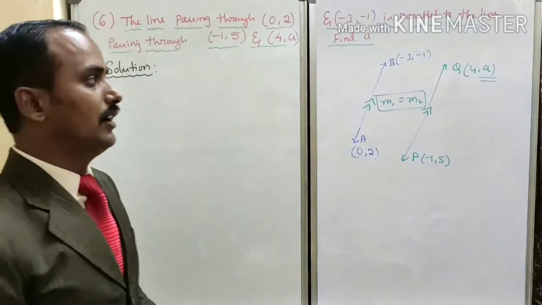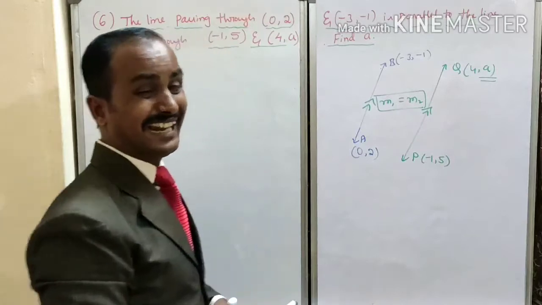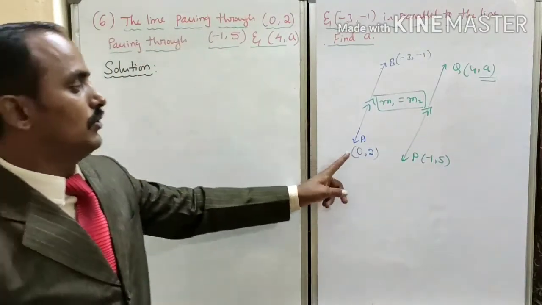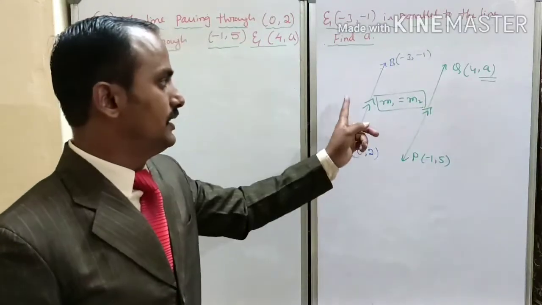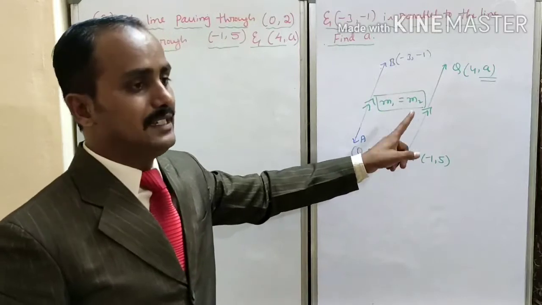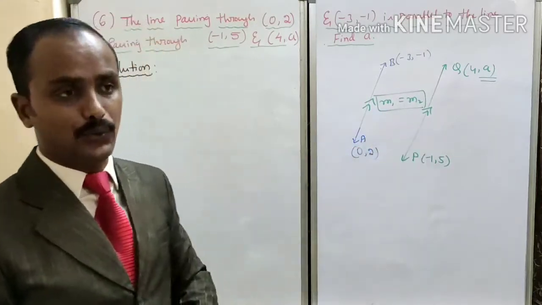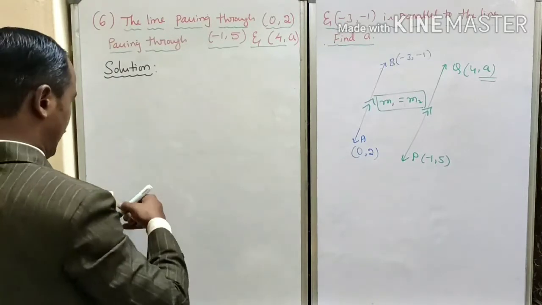A is one of the y coordinates of the second line. Here the first line has these two coordinates, the second line has these two coordinates. These two lines are parallel to each other. You know that if two lines are parallel to each other, their slopes are equal. Coming to the direct solution, dear children, look here. Let me write it down.